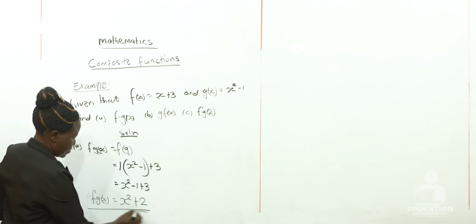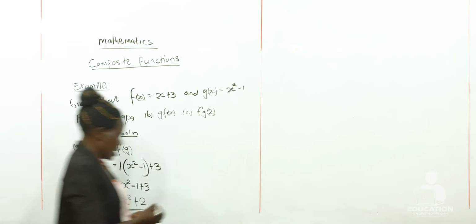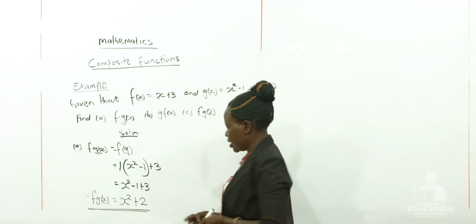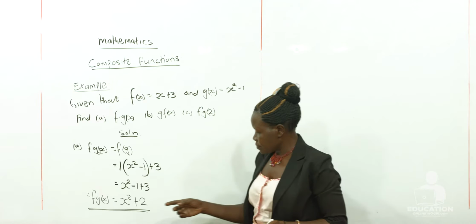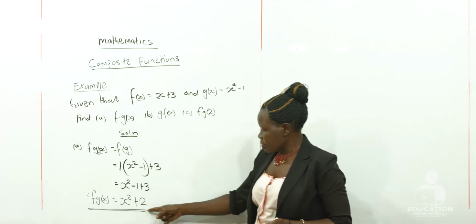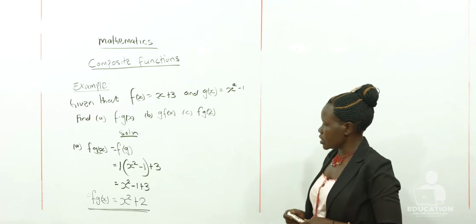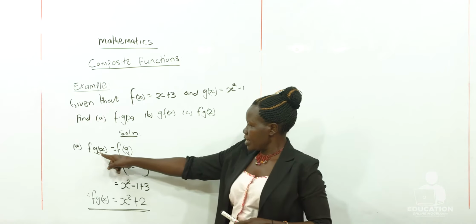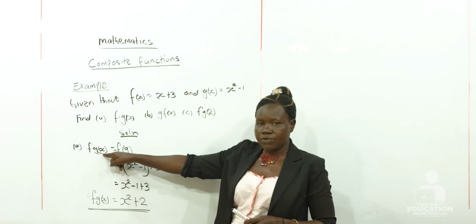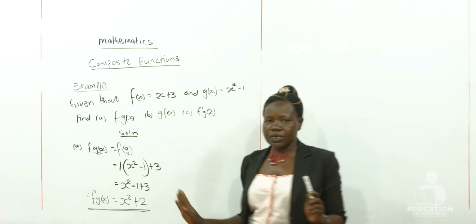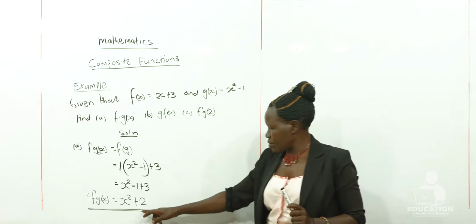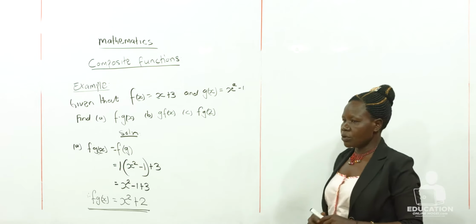This is our answer. So learners, what do you note from here? You find that the answer has remained in an unknown value, because from your question here, they have given us x, which is unknown. We don't know the value of x. Therefore, your answer also should remain in unknown form.